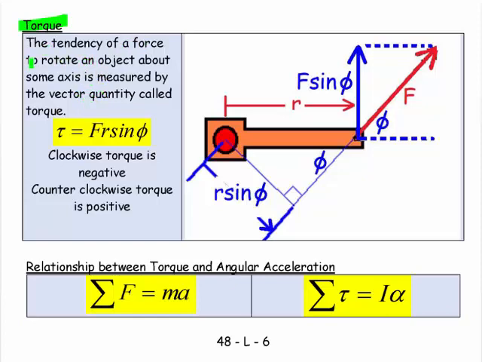The tendency of a force to rotate an object about some turning axis is measured by a vector quantity. This is actually a vector quantity. It has a symbol, which is tau, and it has a magnitude, which is given by the size of the force, the size of the distance to the turning axis, and the sine of the angle between those two.